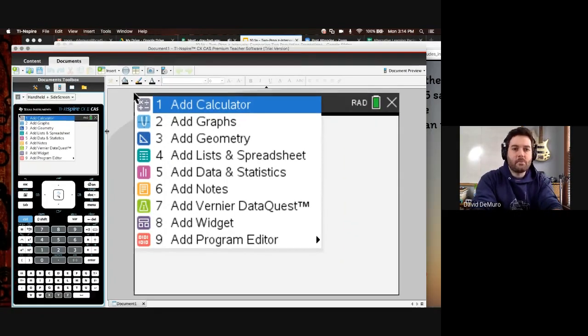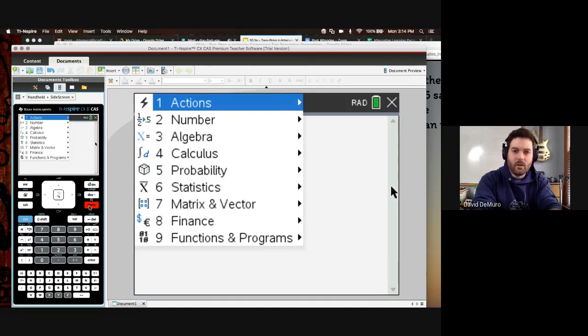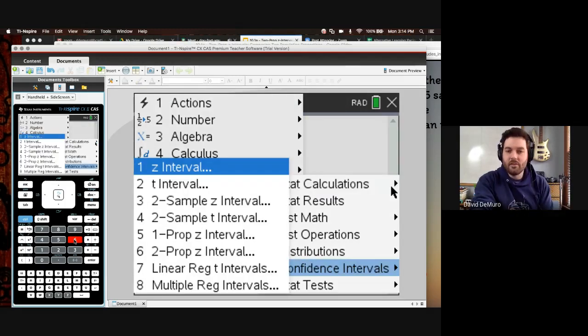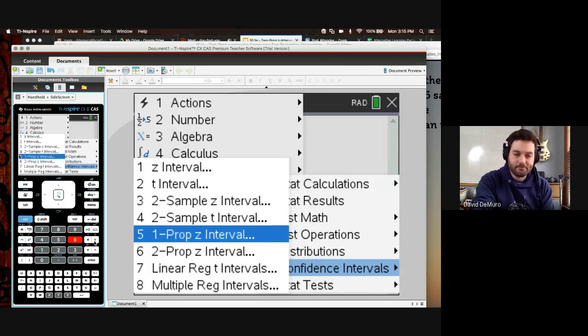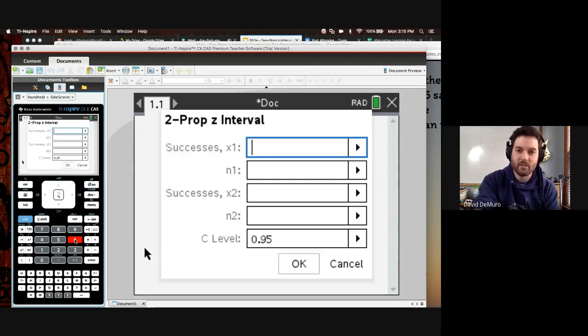So if you do have an Inspire handy, you can run this interval in a calculator page. We'll add a calculator and go into our menu for statistics, 6, confidence intervals, 6, and then this is called the TwoProp Z interval. That's in menu 666. So I hope you're not superstitious. I'm not superstitious, but I'm a little stitious.